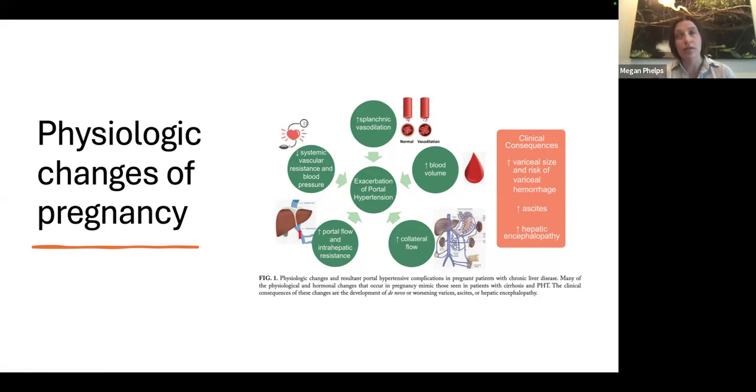Pregnancy, even in patients without chronic liver disease, has been shown to increase the size of non-clinically significant esophageal varices just because of some of these changes. We also know that pregnancy is a high estrogen state, so you can see the little spider angiomata as well. But when you have pregnancy and you have someone with chronic liver disease, they can compound on each other. If they have chronic liver disease, then you can have increased clinical consequences. Specifically, you could have increased size of varices or risk of bleeding, ascites, hepatic encephalopathy.